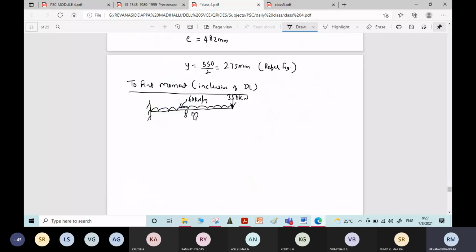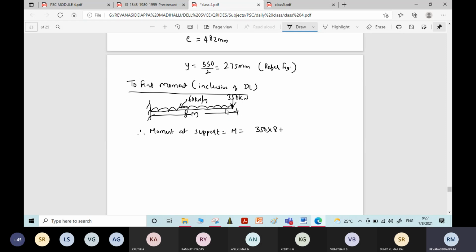Now you can find the moment, right? Moment at the support. We are finding principal stresses at the support at a distance of 550 mm from the top fiber. You find the moment at support. Therefore, moment at support M is equal to the moment of this point load about the support, which is 350 into 8 meter.